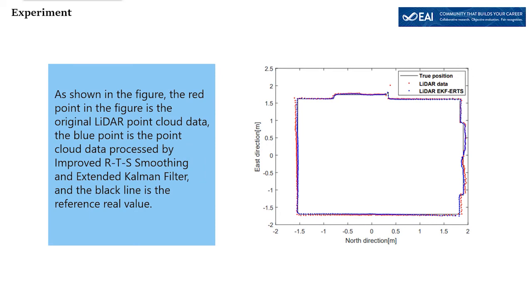As shown in the figure, the red point in the figure is the original lidar point cloud data. The blue point is point cloud data processed by improved RTS smoothing and extended Kalman filter. The black line is the reference true value.